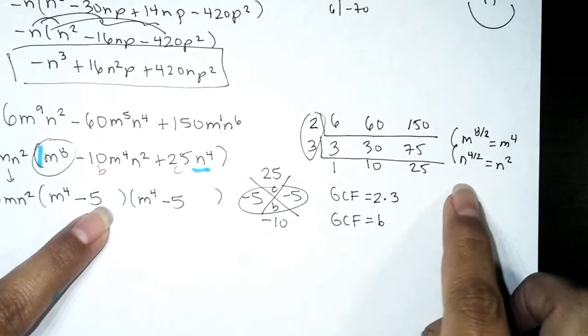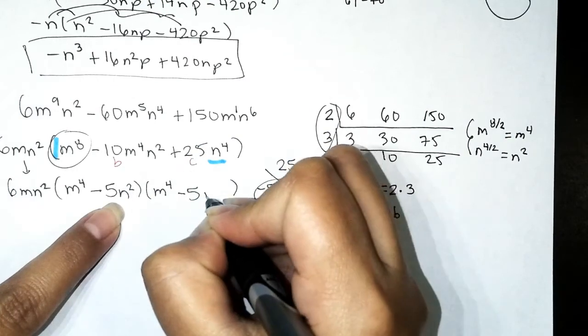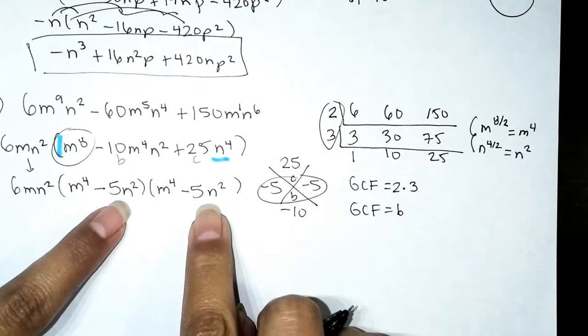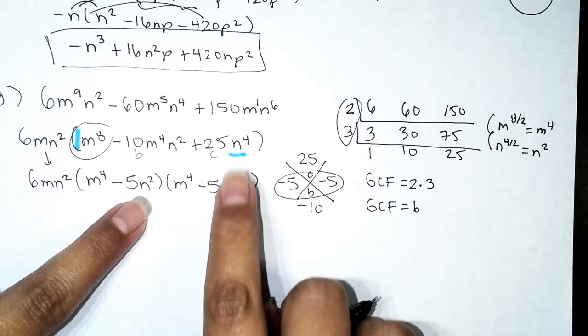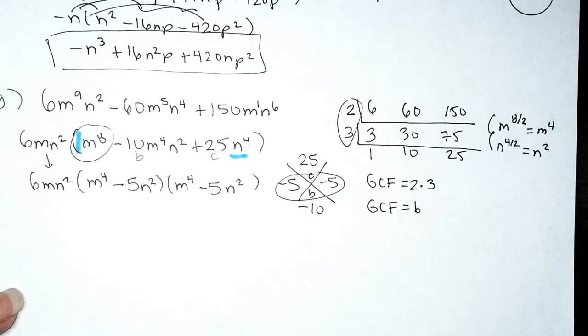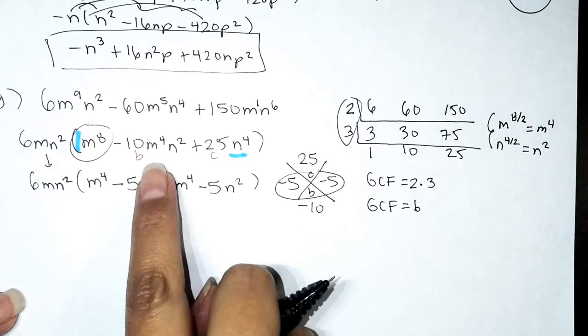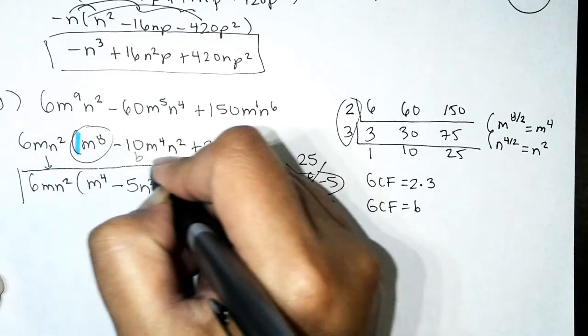When we do, that will give us n squared. So let's go ahead and tag along that variable. The product of our last terms, thanks to your hard work, will give us 25 n to the 4th. And if you FOIL it out, you will realize that the sum of the middle terms will give us negative 10 m to the 4th n squared. Cool. So this is our answer. I will take it for full credit.